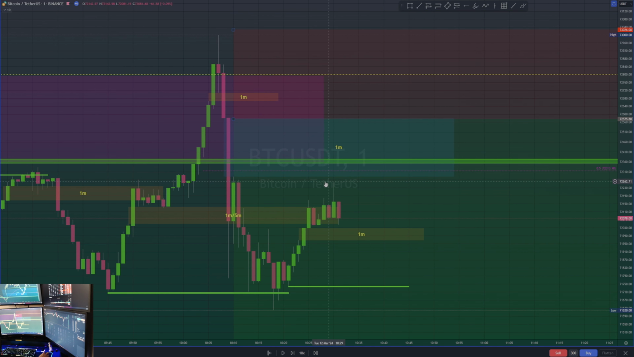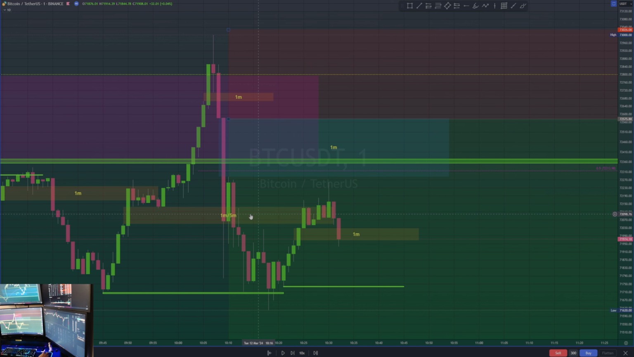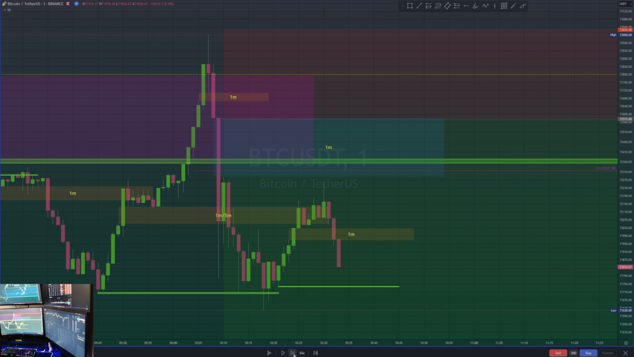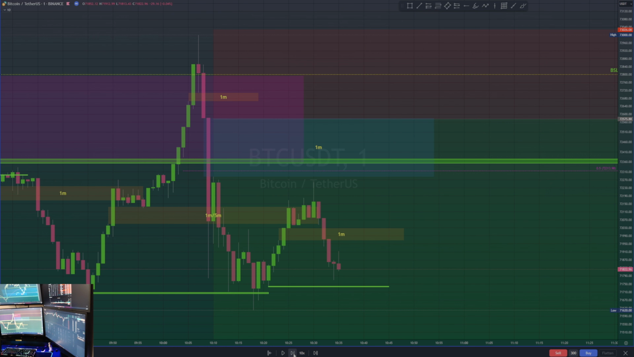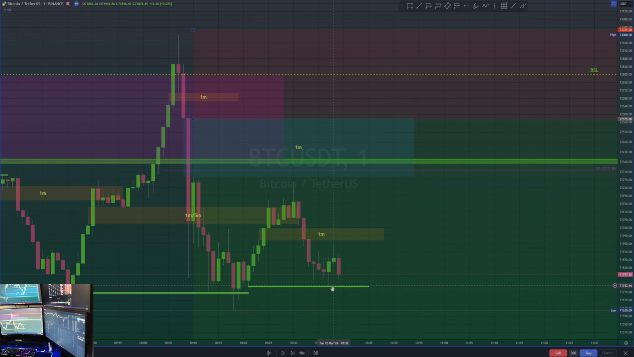We got very close to this level, and here was also a 15-minute and 1 minute, a 5-minute and 1 minute inversion fair value gap, which reacted as a resistance for the price, and eventually it held the price to the downside. And from here on, the price continued going in my favor, left these relatively equal lows.